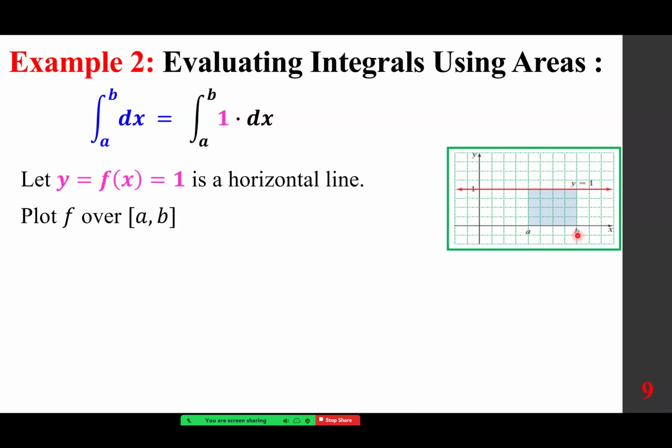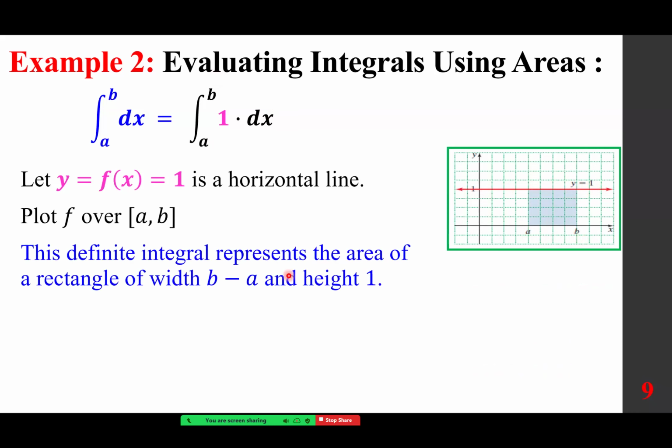And this definite integral represents the area of a rectangle of width b minus a with the height of 1. And you know the area is the width, b minus a, times the height, which is 1, and you come up with the answer. The beauty of this is you have a geometric shape that you can calculate the area of because you have a formula for it. But if you don't have a geometric shape that you know the formula for the area of, what happens?